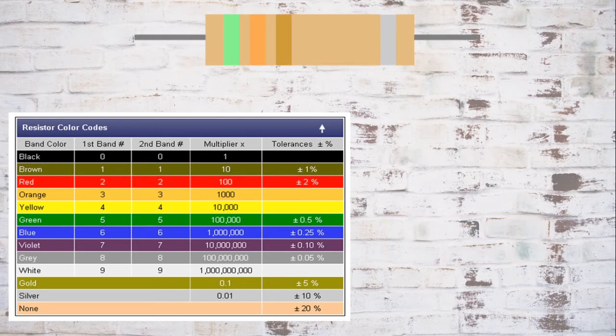For our last example, we have a resistor with a color coding of green, orange, gold, and silver. I'll give you a moment to try to get all the equivalent numbers.